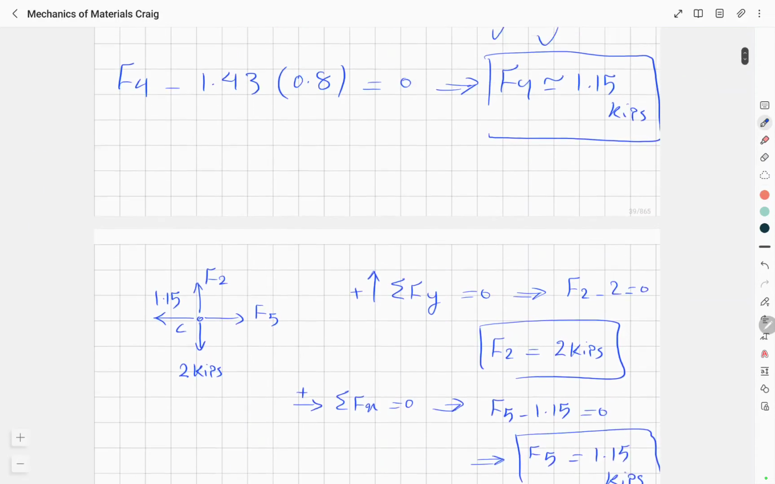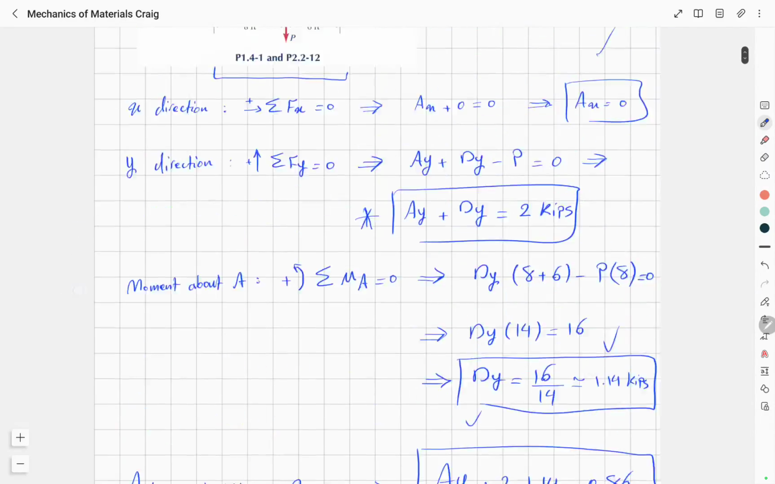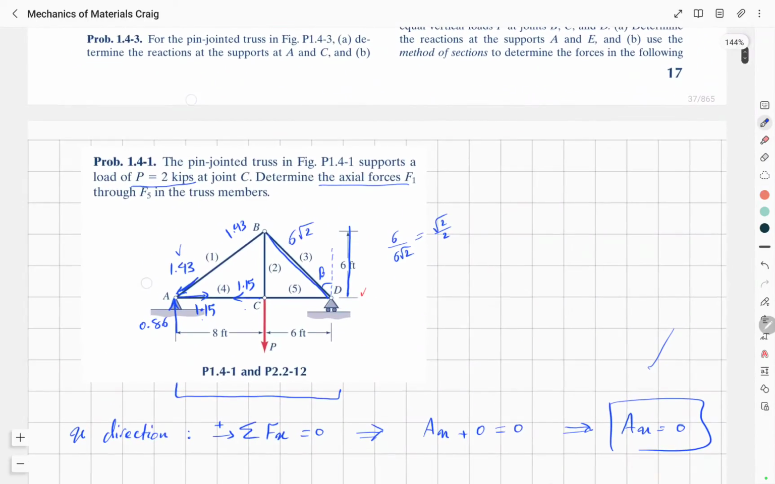So now let's review again. So this was 0.86. This was 1.15. This was 1.15. This was equal to 2. This was equal to 2. This was equal to 1.61. And this was 1.61. Sorry, this 1.14.